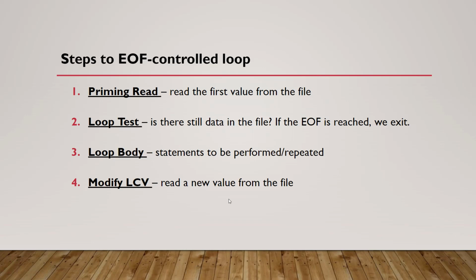Then you do your loop test, same thing. Is there still data in the file, is our question, rather than asking is something greater than something else or is something less than something else? And then we do our loop body. This is where we process the data that we read from the file. And then lastly, we modify the LCV. How we modify the LCV in this case is we just read the next line of data. So technically, the priming read and the modify LCV are the exact same code.